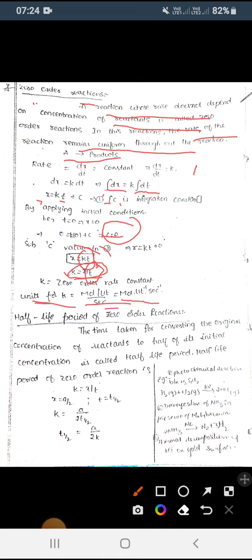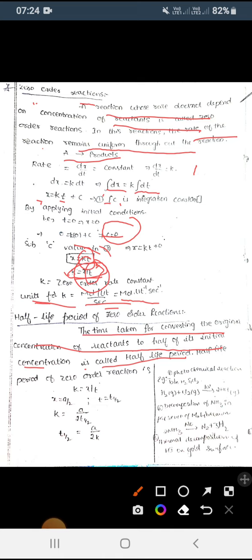For each reaction we have to find out the half-life time period. The half-life period is nothing but the time taken for the original concentration of the reactant to reduce to half of its initial concentration. For example, this is the concentration of the reactant we are taking, and we have to reduce it to half, that is one by two of the initial concentration. We call that the half-life period.